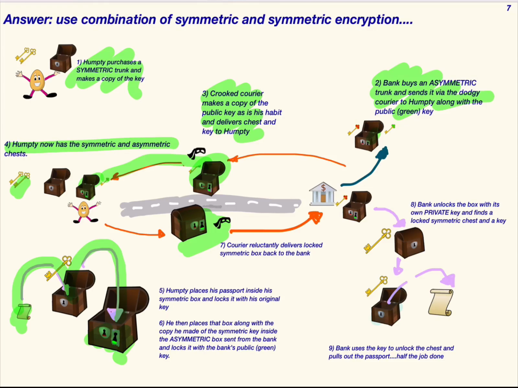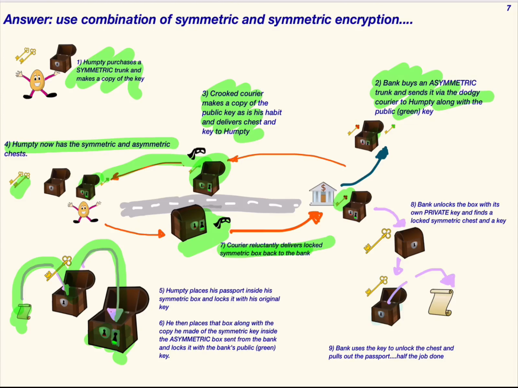all goes back by the evil courier service to the bank, and the courier has nothing to do, once again, because it's an asymmetric box and he only has the public key, he doesn't have the private key, so only the bank can open it. So I hope this is not too long-winded, but more importantly, I hope it's becoming clear, right? The bank gets this asymmetric box.